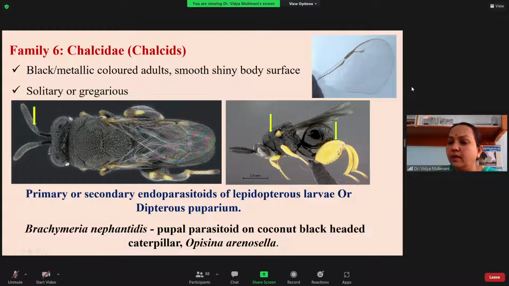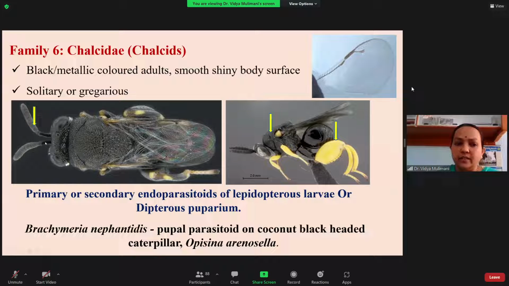The hind femur is enlarged, you can see, and the inner margin of the hind femur is provided with spines. This is one striking character. The body, you can see here, is black and not provided with hairs. It is shining, glabrous. The body is fully shining, a shiny body surface it is having.